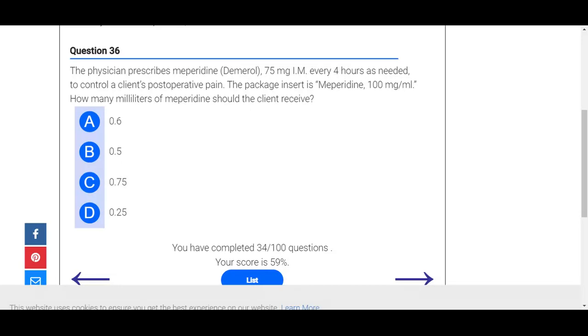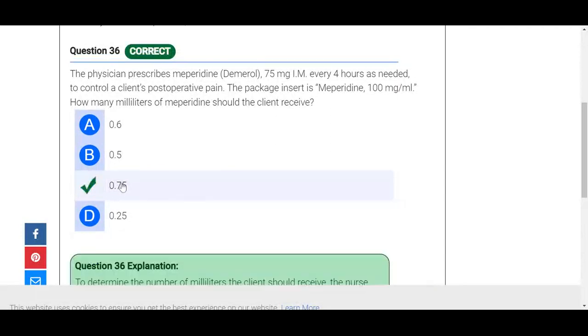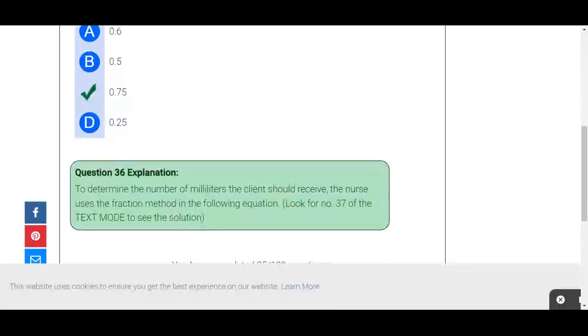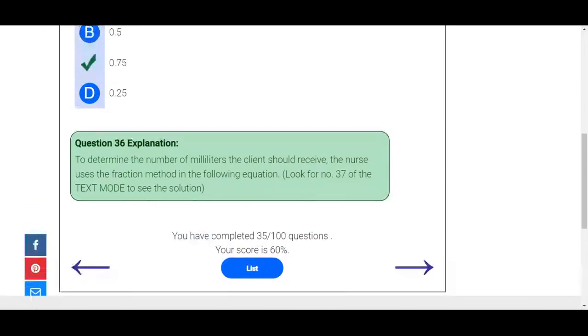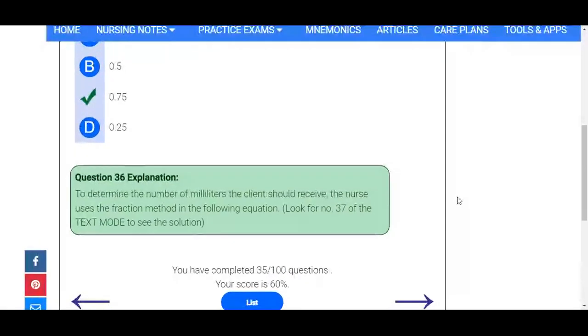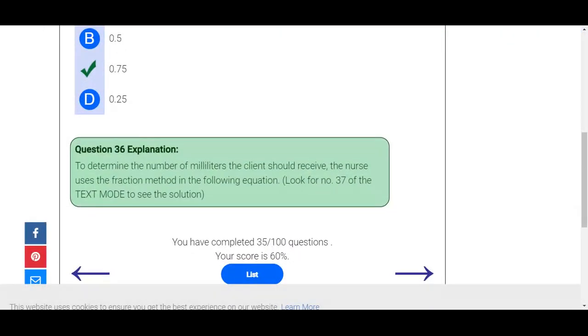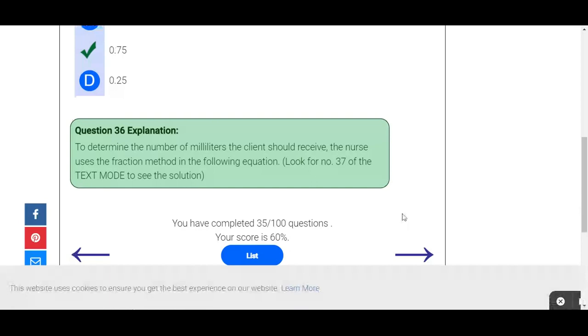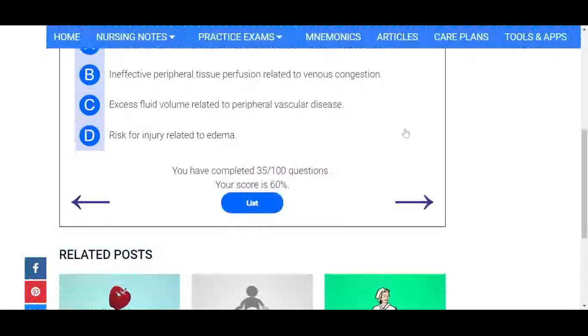And the volume, remember this is per ml, we have 1 ml of volume. Therefore we have 0.75 times 1 ml, which is equivalent to 0.75. Let's see, that is correct. So to determine the number of milliliters the client should receive, the nurse uses the fraction method in the following equation. We already understand that the dose to be administered is equivalent to the desired dose divided by the dose on hand times the volume.